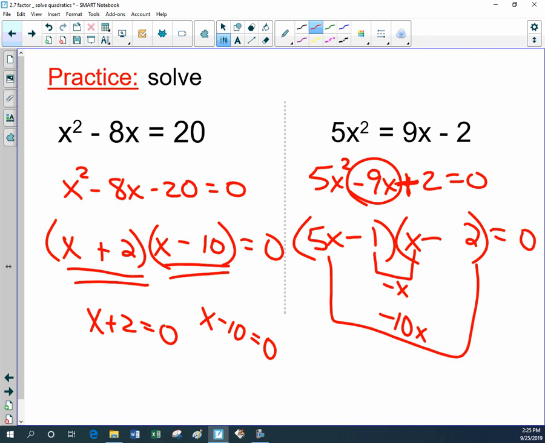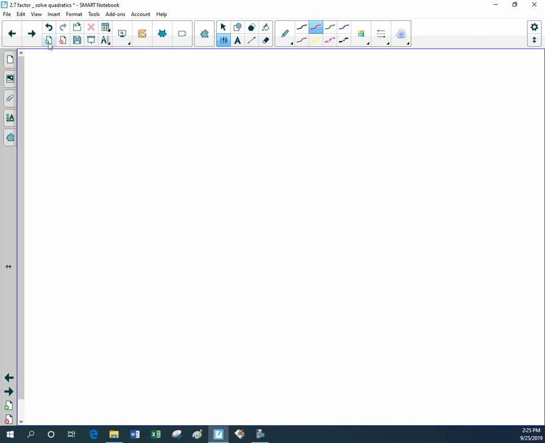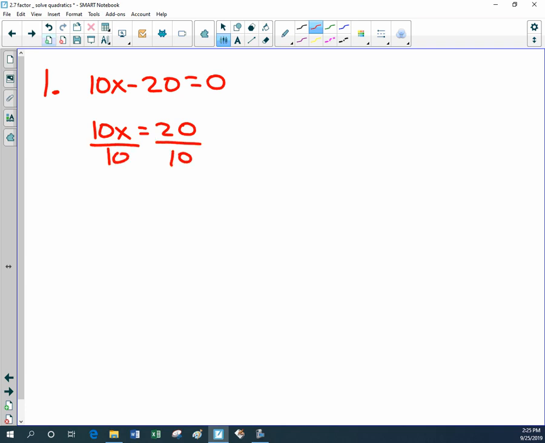Okay, on the homework assignment, problems 1, 2, and 3, you are solving linear equations. So problem number 1, 10x minus 20 equals 0. Solve for x. You would add 20 to the right side, divide by 10, and you get x equals 2. So in problems 1, 2, and 3, you're solving linear equations. Get x by itself on one side and the constant on the other side. So just solve for x.